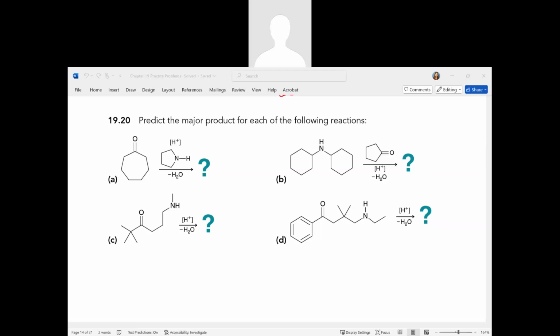For problem 20 from chapter 19, we're asked to predict the major product for each of these reactions shown in parts A through D. So let's begin with part A, and we can identify our starting material, our reagents, and then predict our product here. Whenever we have a secondary ketone, and we treat that under acidic conditions with a secondary amine and, of course, removal of water, we would predict an enamine product.